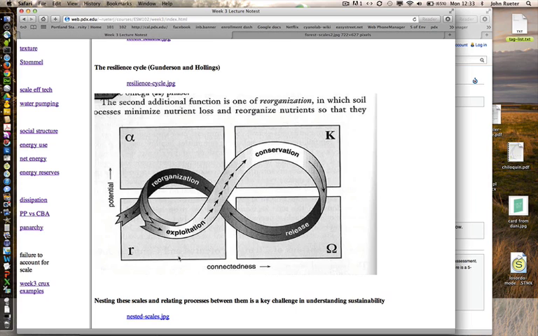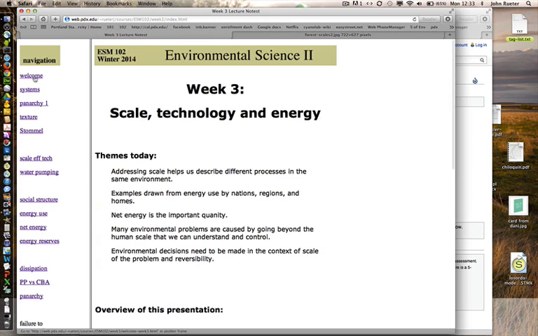So if we fail to account for scale, one of the things that can happen, and this is one of the proposed reasons why civilizations collapse, is that they don't realize what the scale of all the processes are. The processes get so big, connected and complex that they just can't pay the overall cost of having those large civilizations.